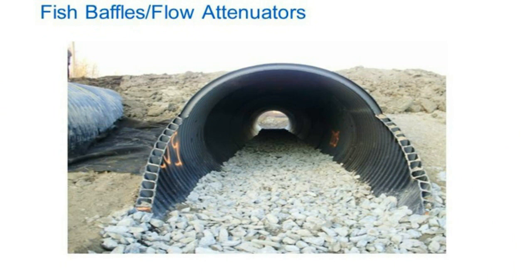Another consideration for addressing the invert of the new liner pipe, possibly in place of fish baffles or attenuators, is to create a natural stream bed. And you can see they did that here by placing riprap in the invert of the culvert.